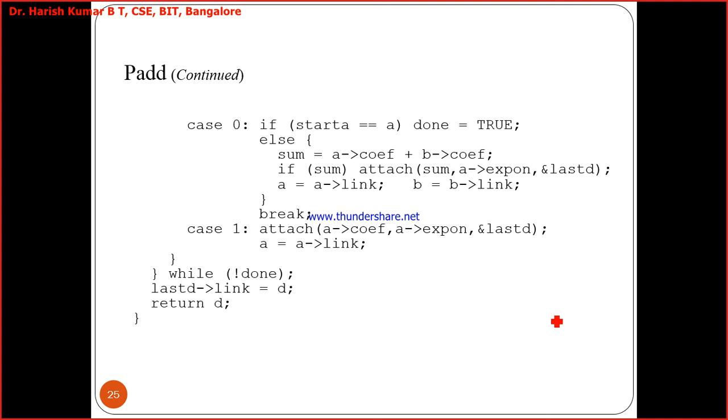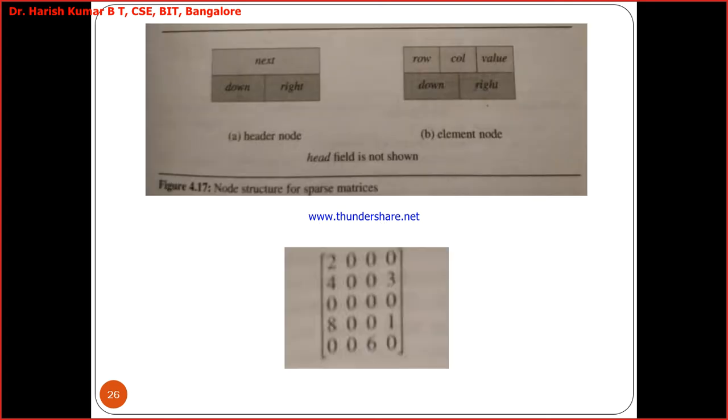and similarly the other cases, if the coefficient of A is bigger than the coefficient of B, then we attach the coefficient of A and exponent of A to last D. Okay, and then we go for incrementing only A and we make B stay there itself. So next is, okay, I forgot to write the heading, 1 second.